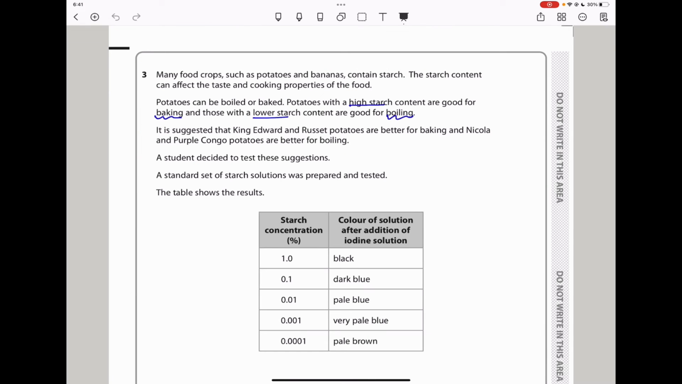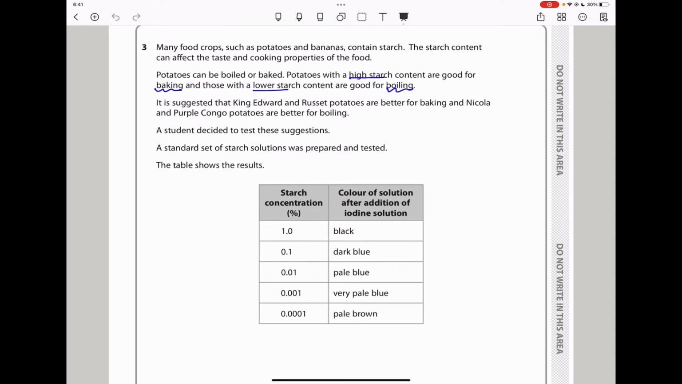Question 3: many food crops such as potatoes and bananas contain starch. The starch content can affect the taste and cooking properties of food. Potatoes can be boiled or baked. Potatoes with high starch content are good for baking, and those with lower starch content are good for boiling. It is suggested that King Edward and Rosette potatoes are better for baking, and Nicola and Purple Congo potatoes are better for boiling. A student decided to test these suggestions. So it's like a hypothesis that you're trying to test.